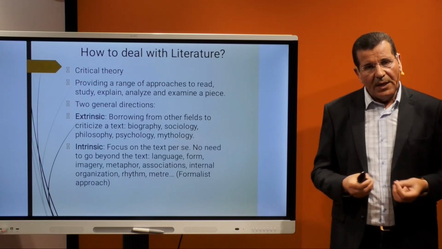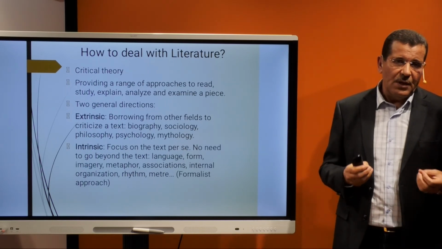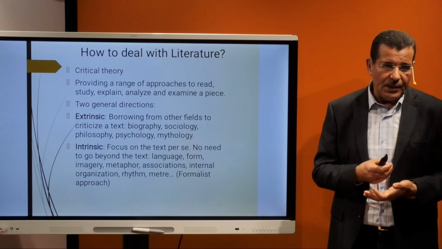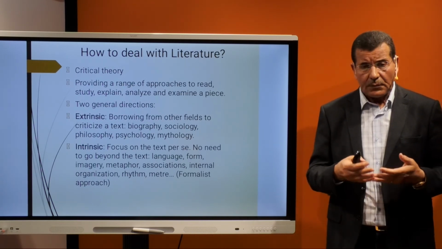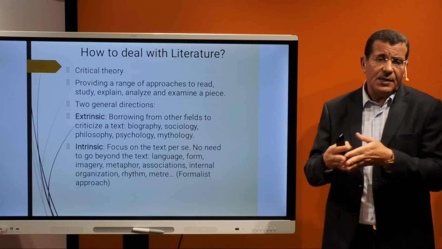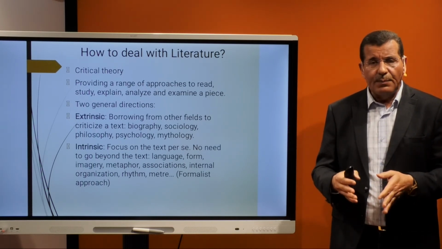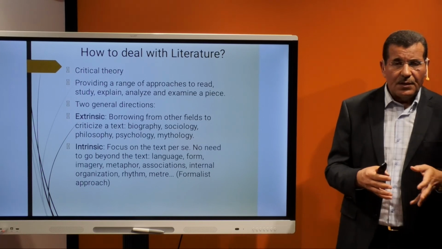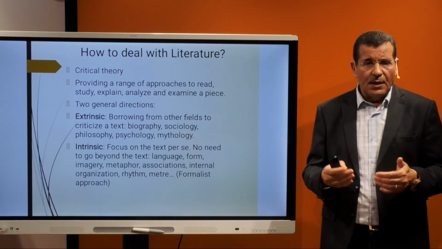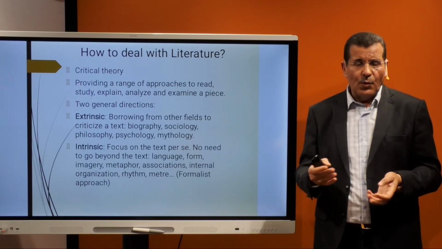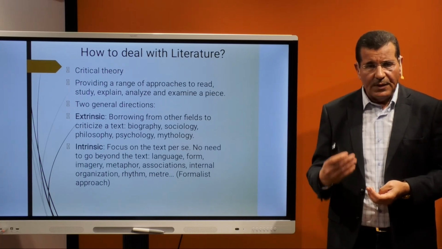And so in general, critical theory is a way to deal with a piece of art, mainly we're dealing with literature, and there are possibilities, and every approach has its strong points and it has its limitations. And the next point is that we're going to see some of these approaches.